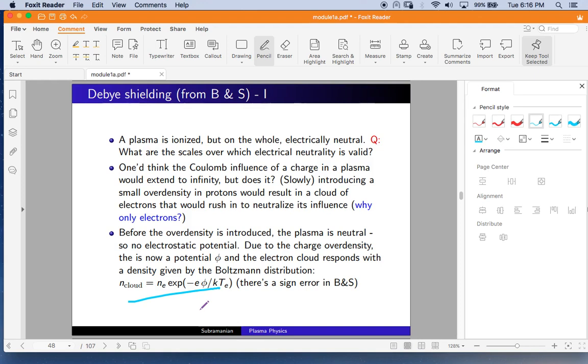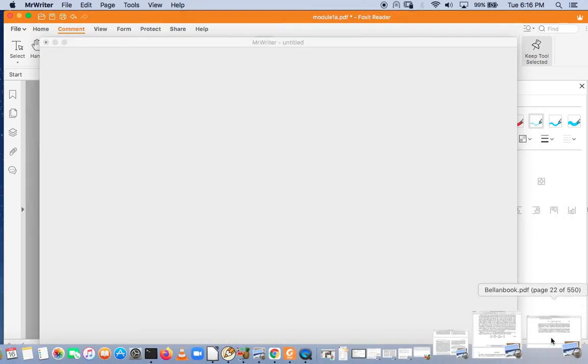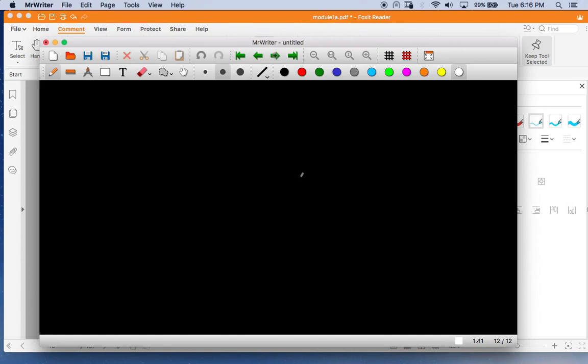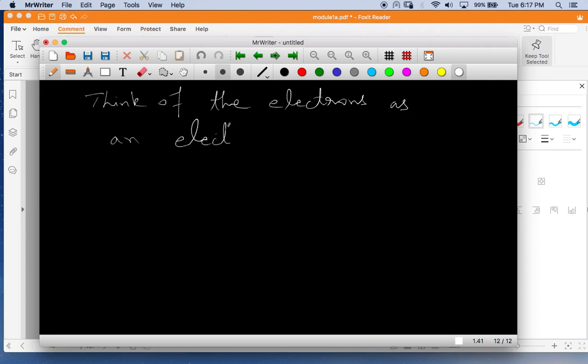If you're not too comfortable with this, there's another way of looking at it, and that's as follows. Let me open my blackboard. Yeah. So now this involves the momentum equation. Think of the electrons as an electron fluid.